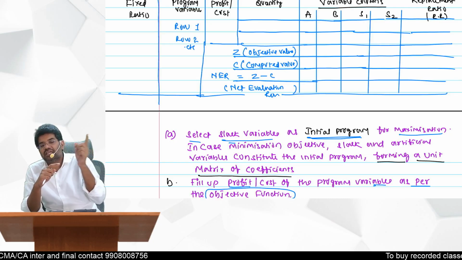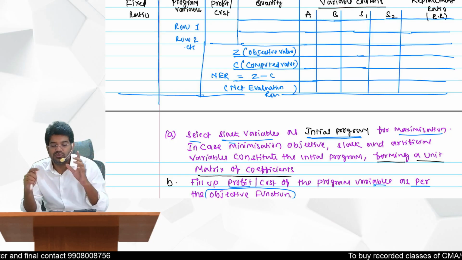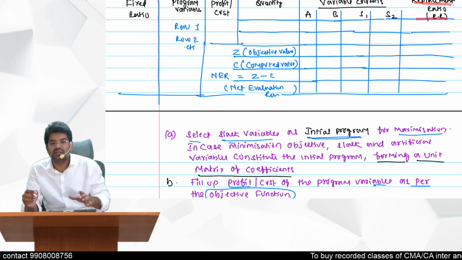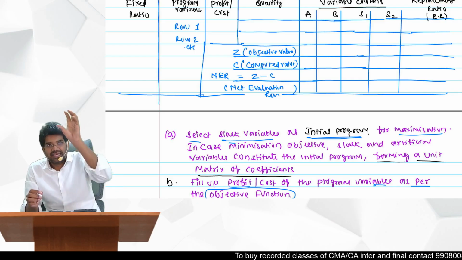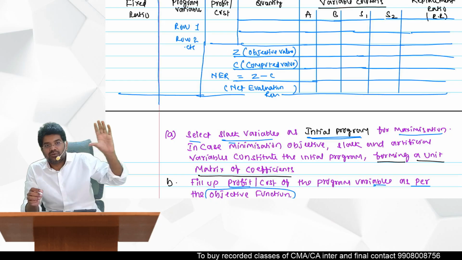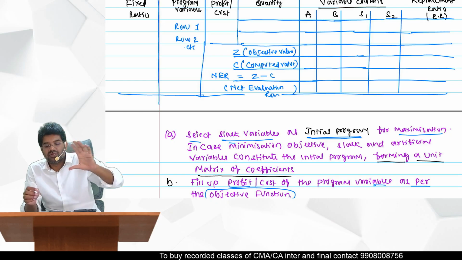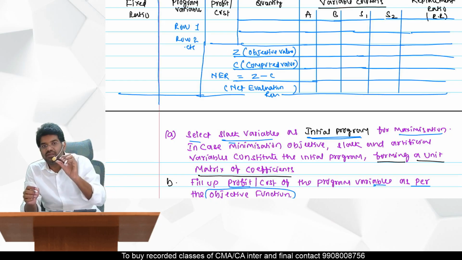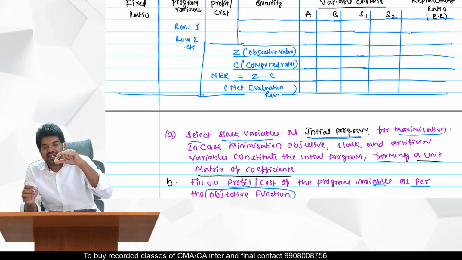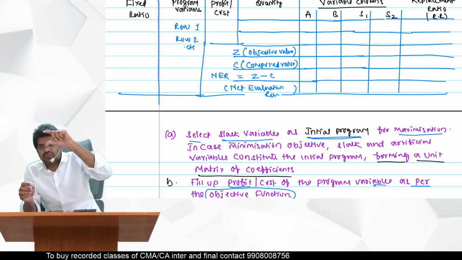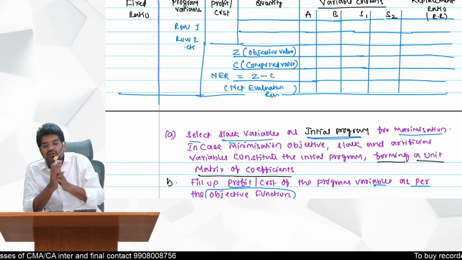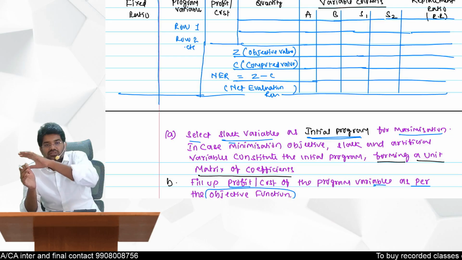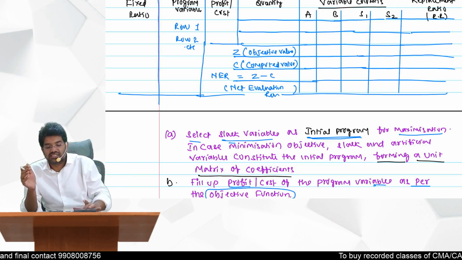And which one should we take as the key row? For key row, we should calculate the replacement ratio. How do you get the replacement ratio? Quantity divided by key column elements. If you do that, then you will get the replacement ratio. Out of the replacement ratio, the least non-negative value, that only we should take as the corresponding key row. So that only I am going to replace.